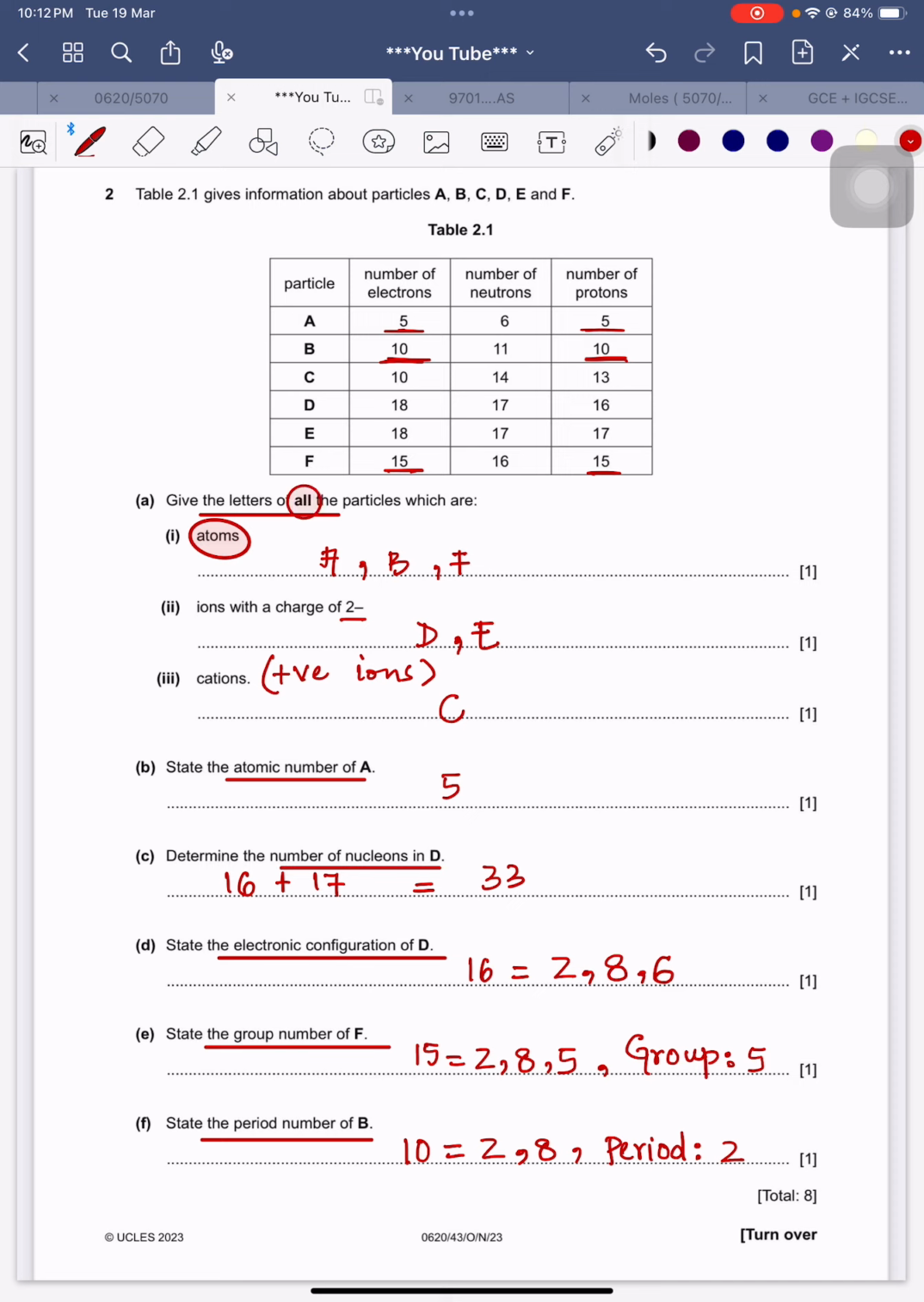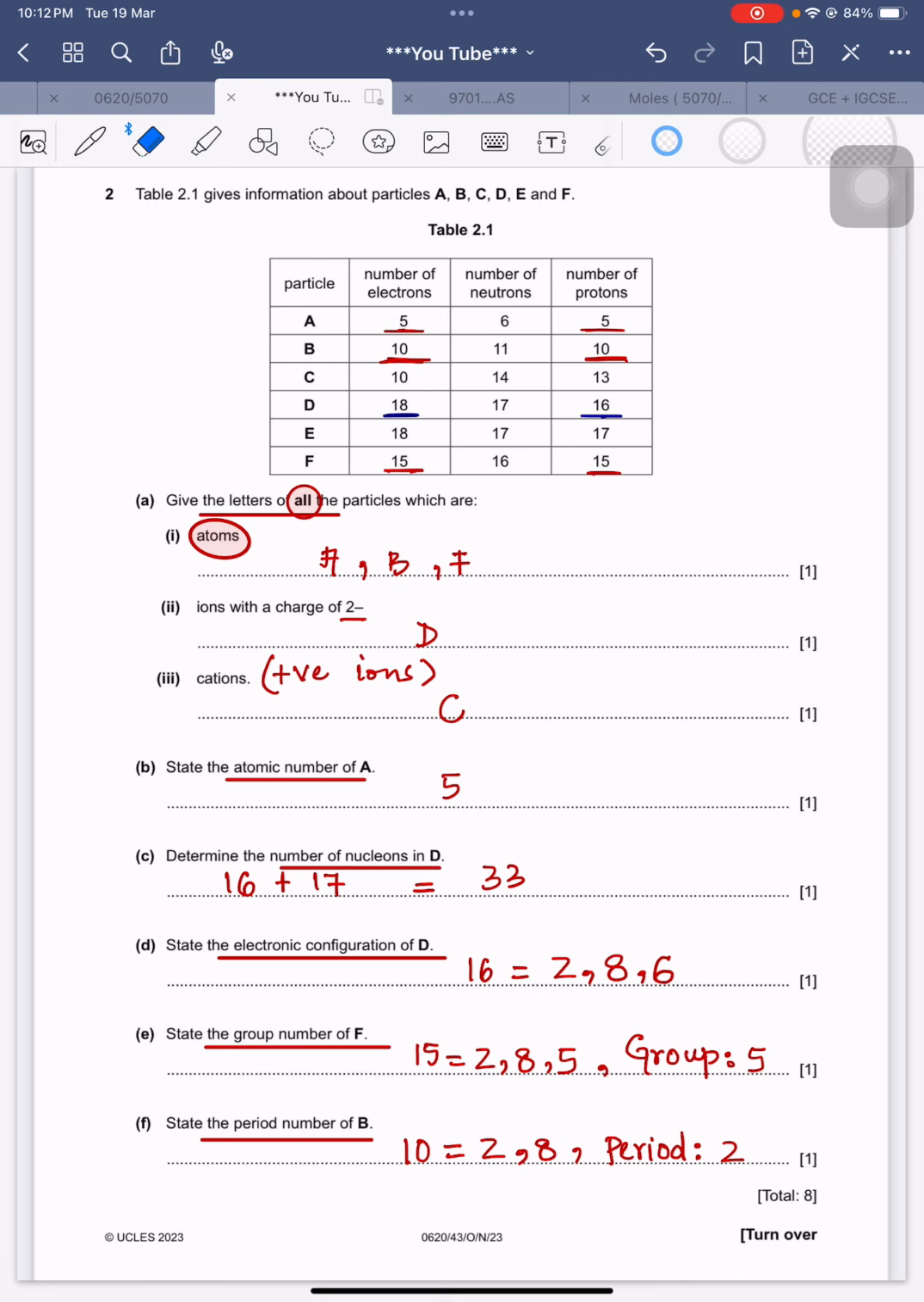Okay, an ion with the charge of -2 means it must have gained 2 electrons. So this is D and E. You can see that in D there are 18 electrons, whereas protons are 2 fewer, so it has gained 2 electrons. In E it is also negatively charged, but I should not write the E answer, because in E the charge is -1, not -2.